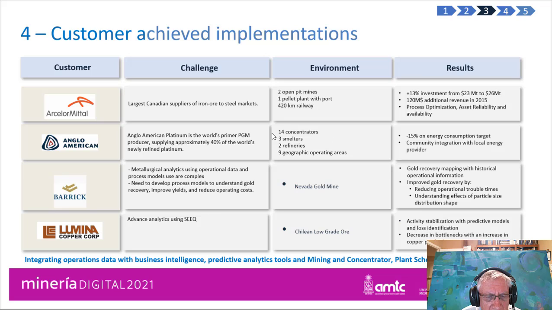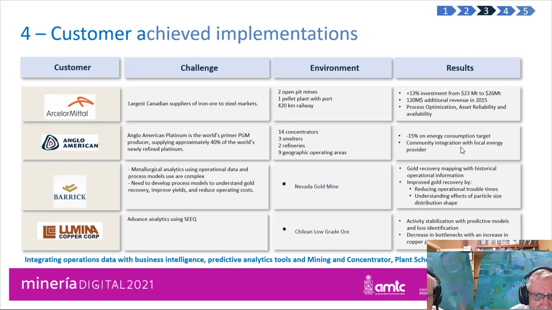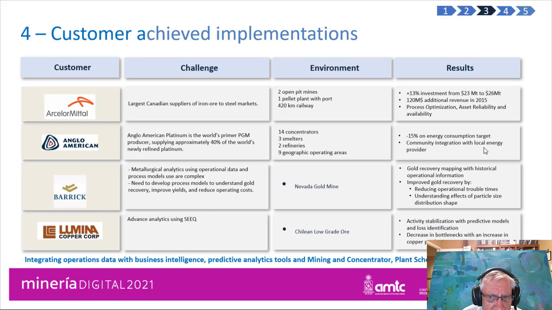Anglo American is pretty much also a multi-site environment where their target was a 15% reduction of energy. So they came up with many projects, and the key thing was to really connect with the local energy provider. Barrick had the same problem, very large variation in the mine. The gold recovery needed to be understood much better, so we implemented the size distribution model for the grinding and for the cyanidation and the recovery of the gold, which is trapped in the solids, by improving the operating parameters, of course.